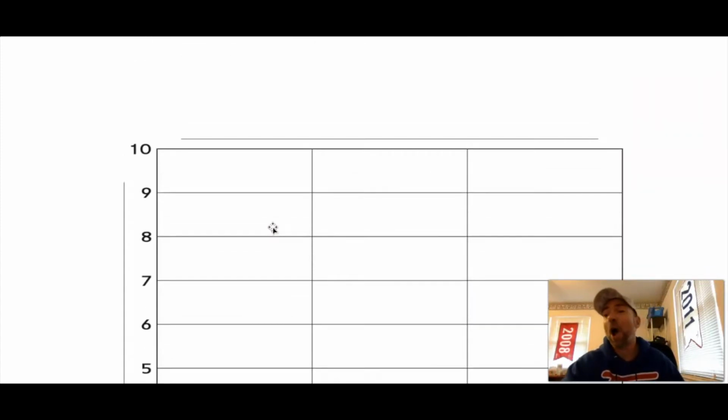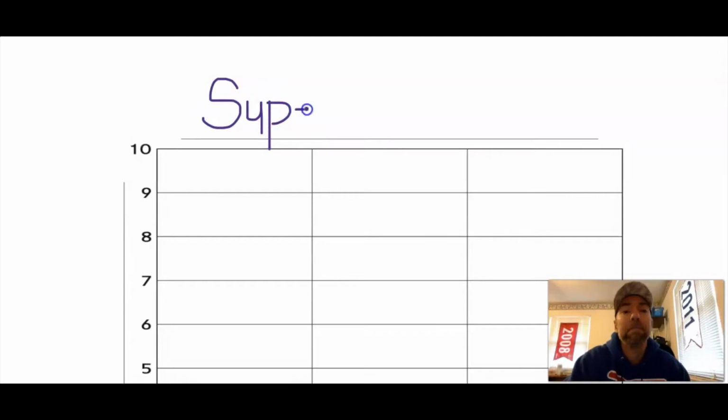So let's take our sheet protector and let's get our marker ready, because at the very top, we need to write our title. And our title is going to be called Superhero Powers. So let's write that. Superhero Powers. This is our title. And we're writing that at the very top of our sheet protector.